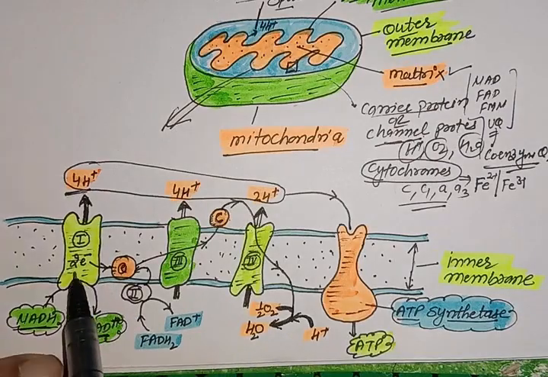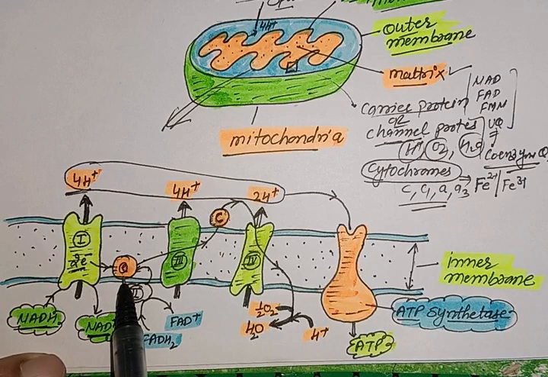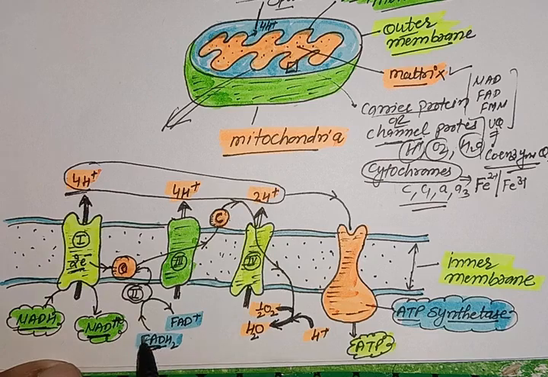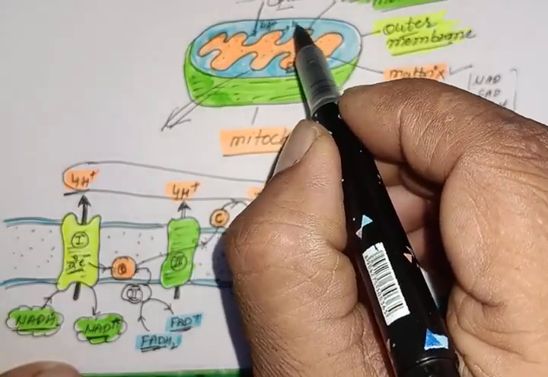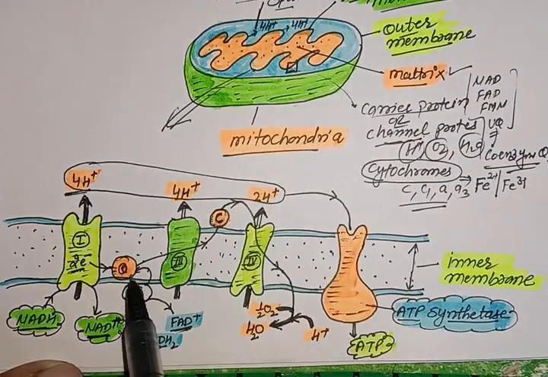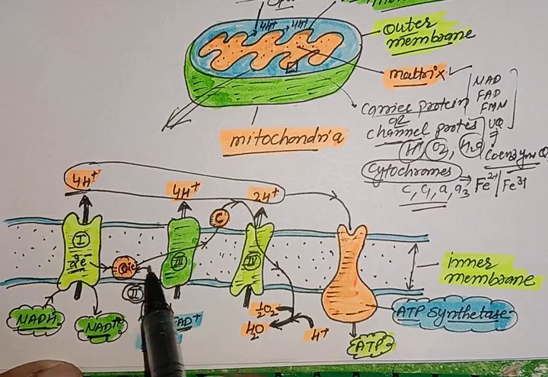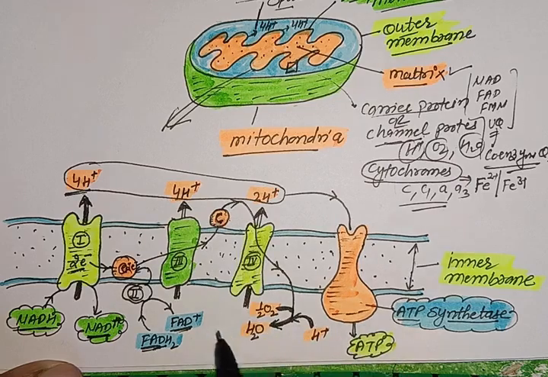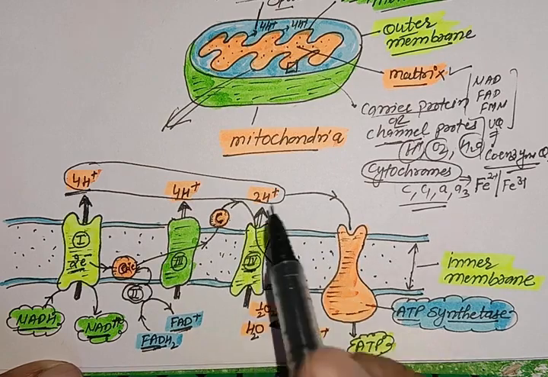So first of all, NADH changes into NAD positive, and during this it releases 4H positive ions in the intermembrane region, that is, 4H positive released from the inner membrane to the intermembrane space, and during this it releases 2 electrons. These 2 electrons are transferred to the Q, that is ubiquinone, and FADH2 again changes into FAD. During this, again 4 H positive are released in the intermembrane space of the mitochondria, and 2 electrons are transferred to the ubiquinone.